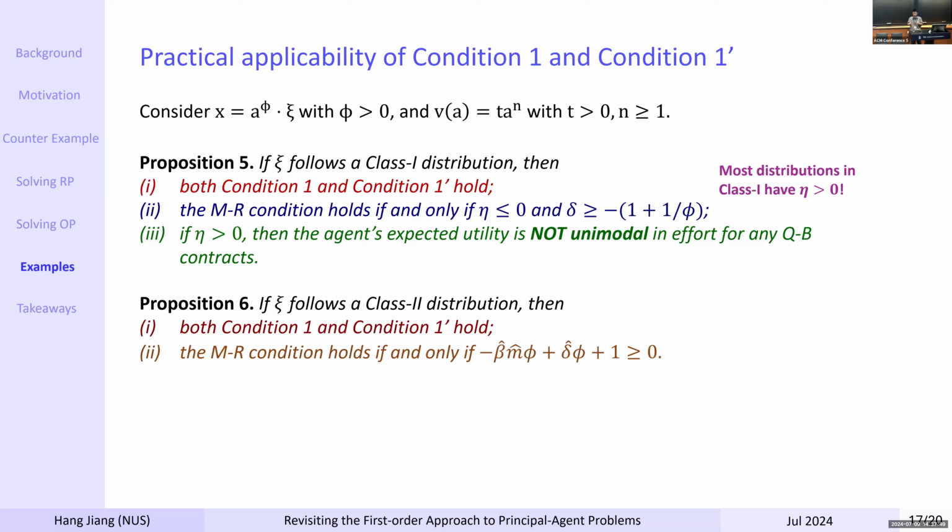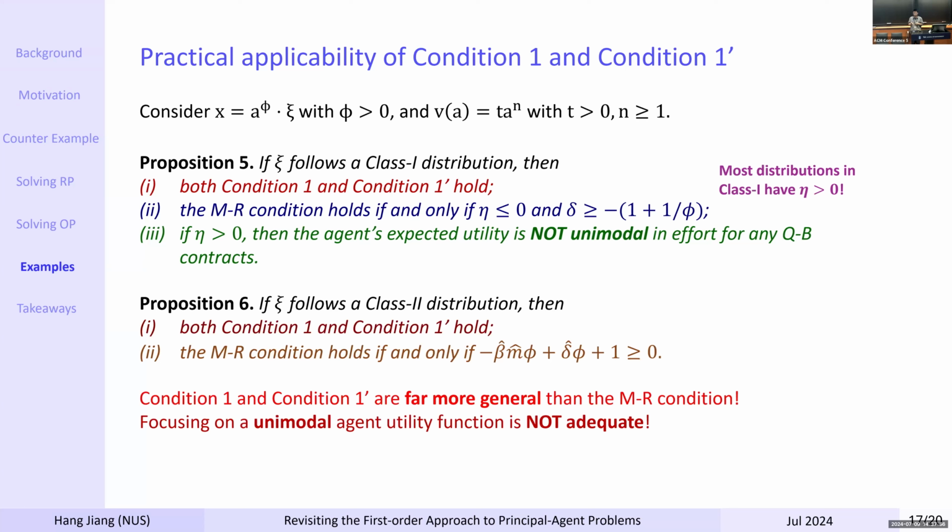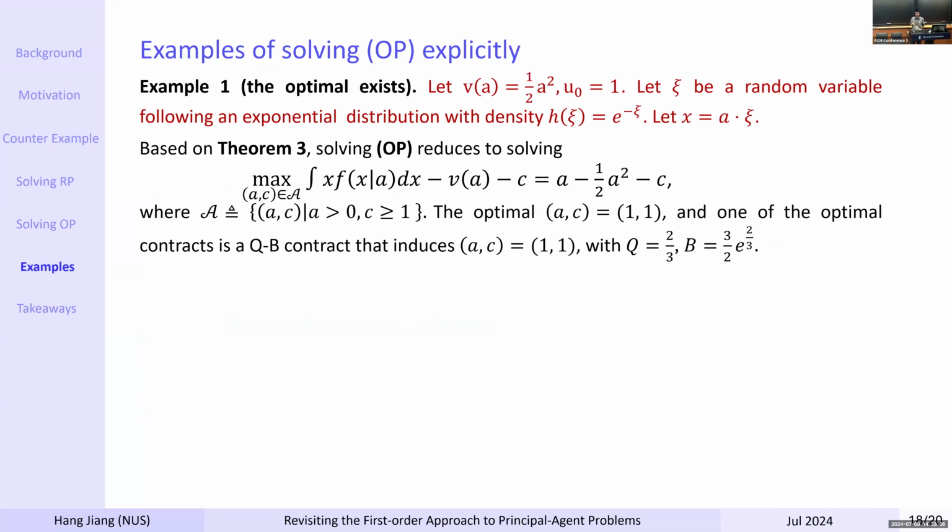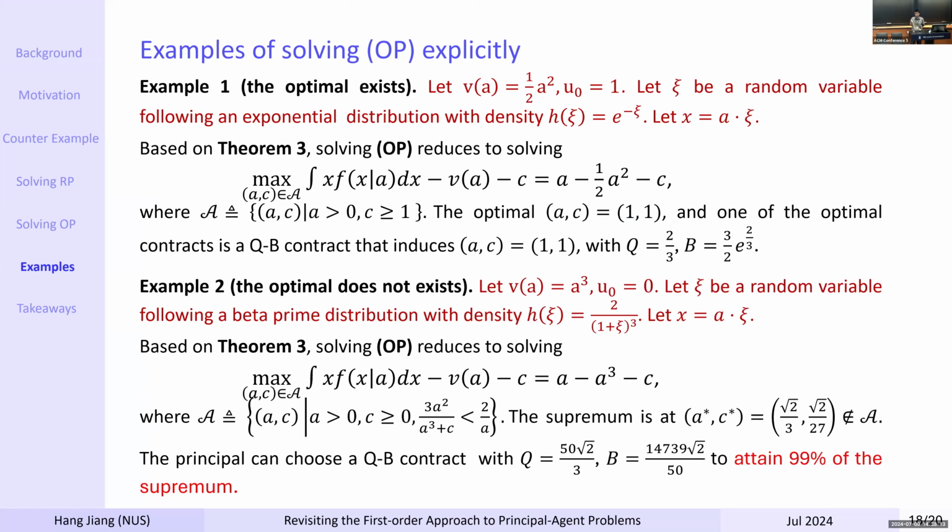And proposition 6 says the same thing for the class 2 distributions. So condition 1 and condition 1 prime are far more general than the Mirrlees-Rogerson conditions, and focusing on a unimodal agent utility function is not adequate. These answer our two questions. Now here are examples for solving OP explicitly. We can reduce the problem to a simple program that is very easy to solve. And even if the optimum does not exist, you can focus on the simple program and easily give a 99% supremum.